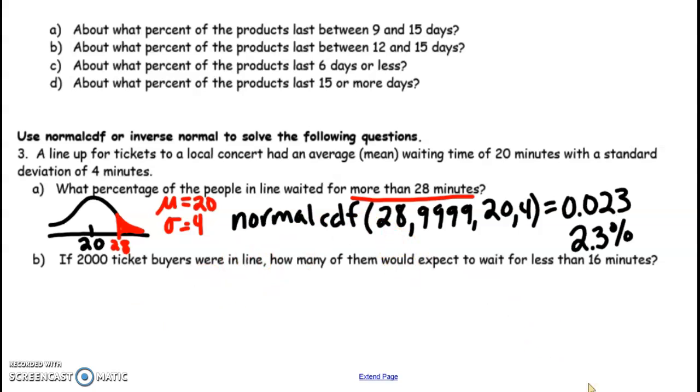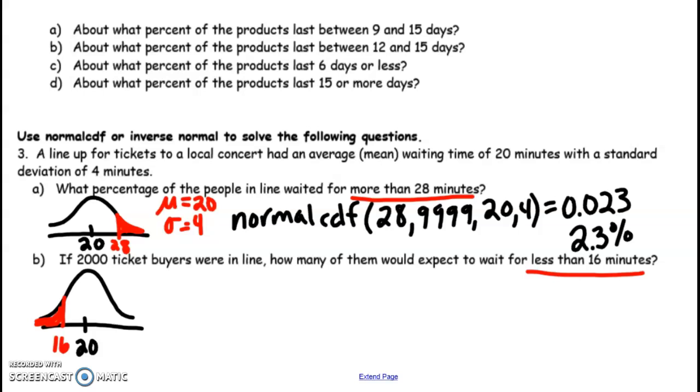B. Move on. If 2,000 ticket buyers were in line, how many of them would expect to wait for less than 16 minutes? So same sketch. I'm just going to redo it. The mean is still 20. The standard deviation is still 4. Now I'm interested in less than 16 minutes. Well, 16 is to the left of 20. And I shade to the left because it's less.